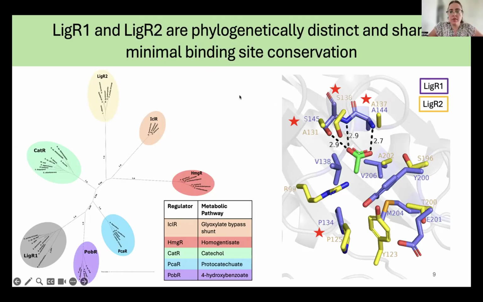And when we compare the binding site between LigR1 and LigR2, they share very minimal sequence conservation. In this case, the only residues that do tend to overlap are the ones that I've highlighted here with the stars. So the ones that coordinate this carboxylate of acetate, as well as proline. So these differences may underlie their divergent regulatory roles.